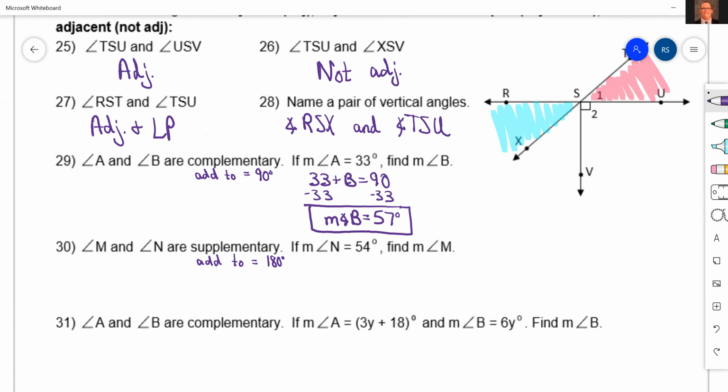So on number 30, M and N are supplementary. They have to add to 180. The measure of angle N is 54 degrees. Find M. I don't know what M is. I know N is 54 though, and together they have to be 180. Subtract 54. I get that the measure of angle M equals 126.